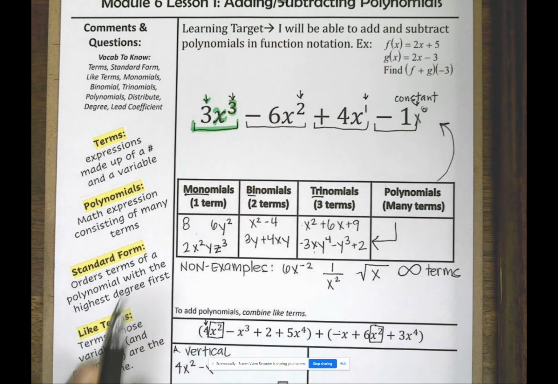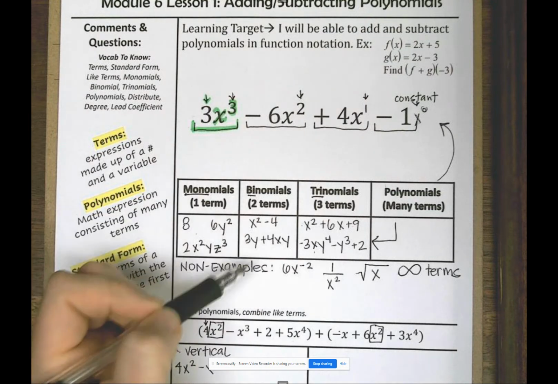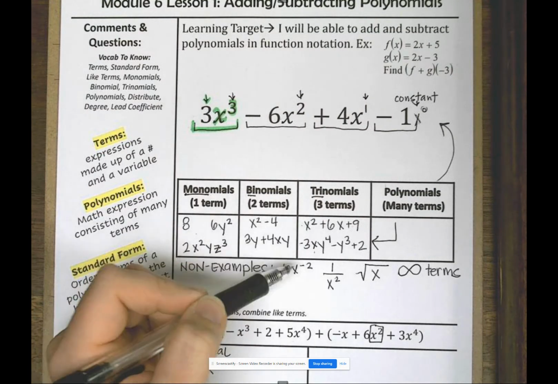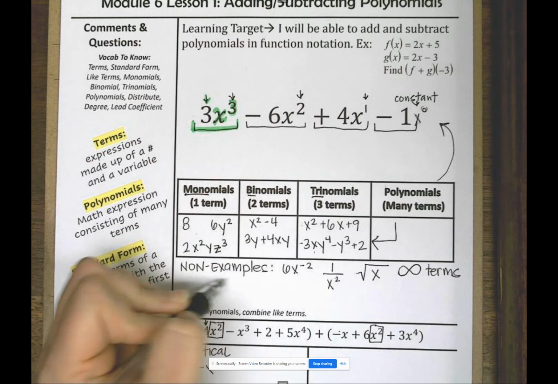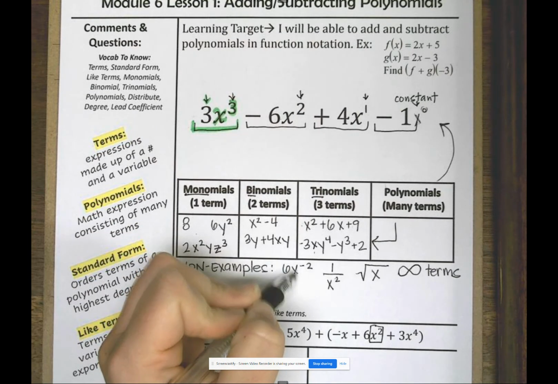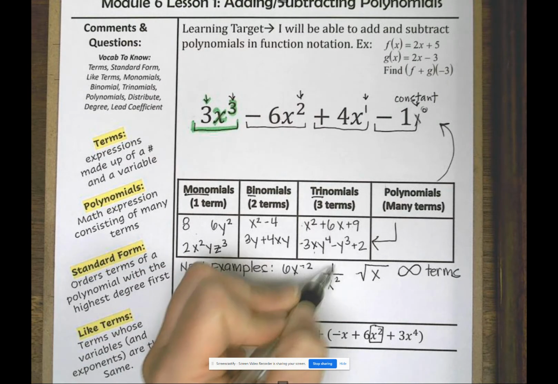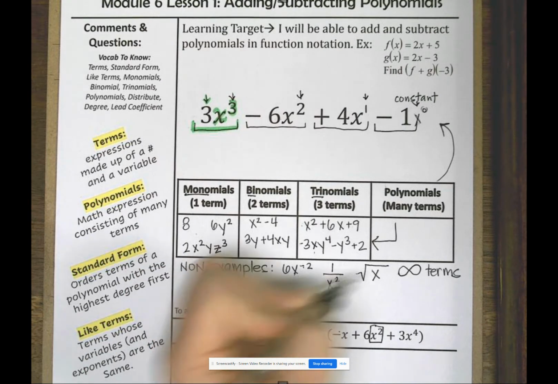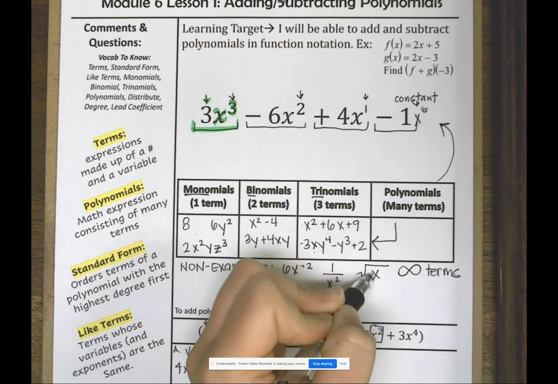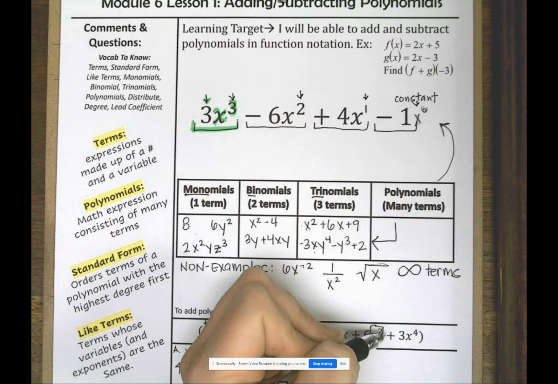And then I also wanted you guys to see that there are also some non-examples, in case you came across different ideas, so you knew which were and which were not. Some non-examples are: if your exponent is negative, you cannot have a negative exponent. You cannot have a variable and an exponent in the denominator. You cannot have the simplified variable in a radical form.